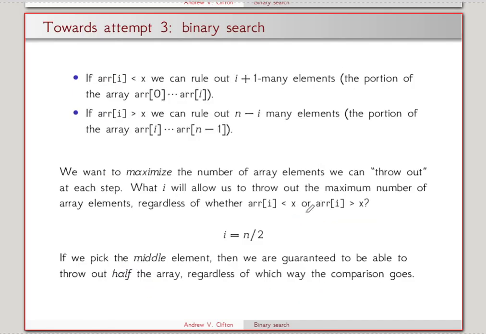So we want to maximize the number of array elements that we get to throw out at each step here. So what should we pick to allow us to discard the maximum number of things there? And the answer is we pick the middle. If I pick i to be n divided by 2, then regardless of whether x is less than or greater than, I'm guaranteed to be able to throw out half of the stuff in the array and then only search the other half.